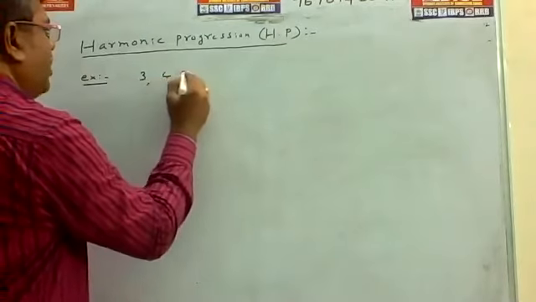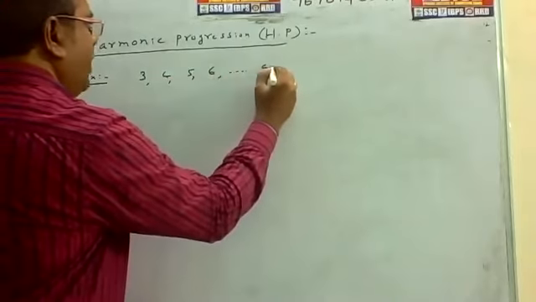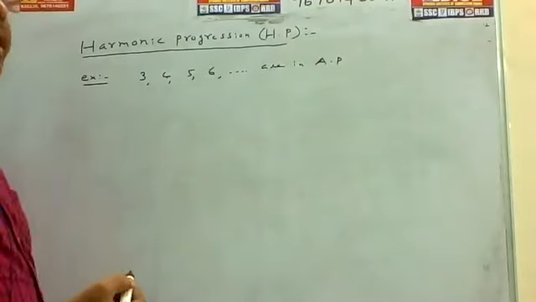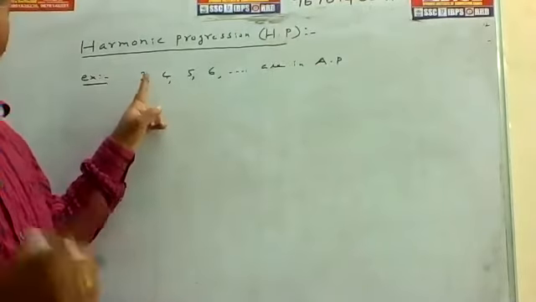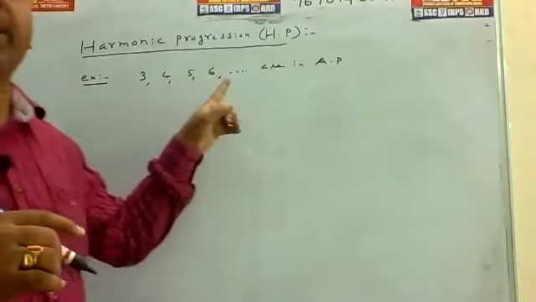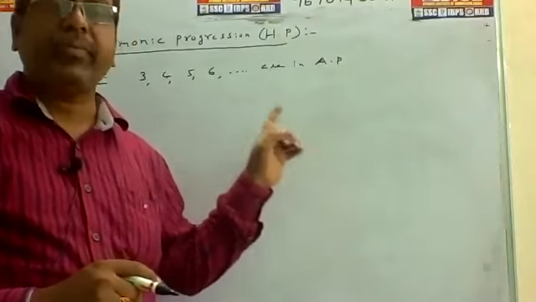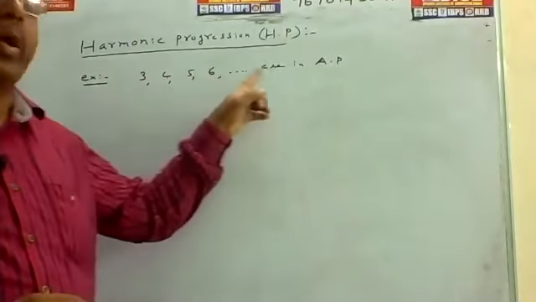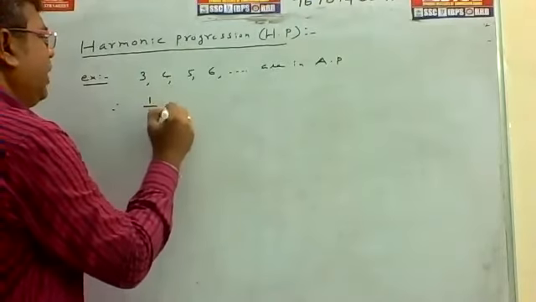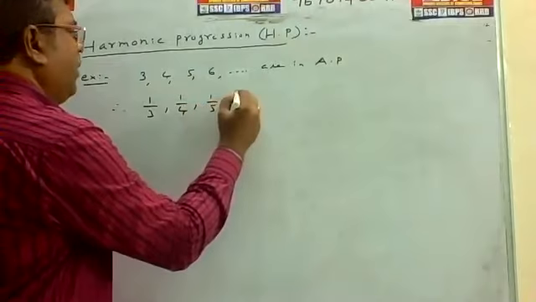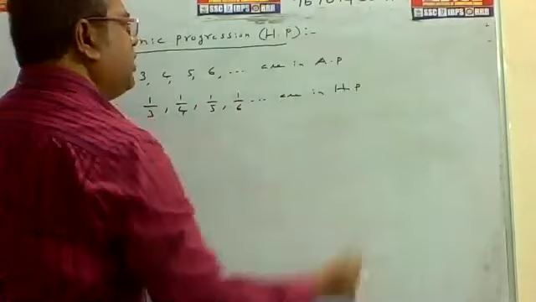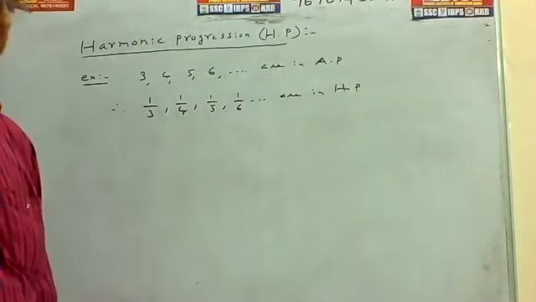3, 4, 5, 6 and so on are in AP. In this AP, 4 minus 3 is a common difference of 1, 5 minus 4 is a common difference of 1, 6 minus 5 is a common difference of 1. The common difference is the same, therefore this series is in AP. So 3, 4, 5, 6 are in AP. Therefore, reversing, inverse means 1 by 3, 1 by 4, 1 by 5, 1 by 6 and so on are in HP. We have to write HP only.